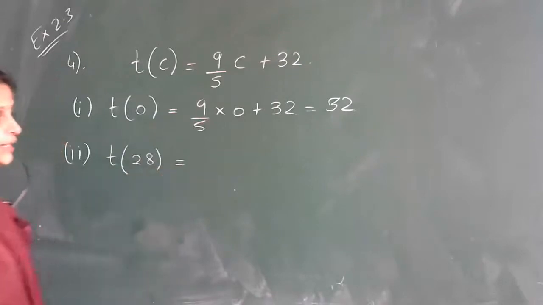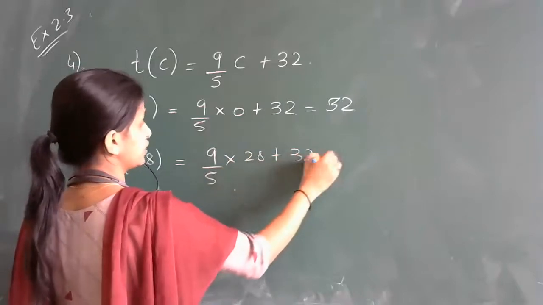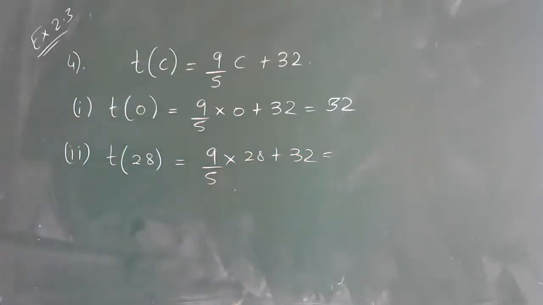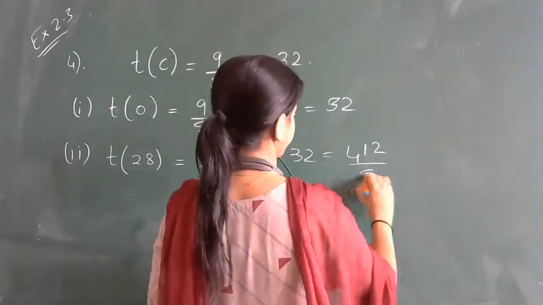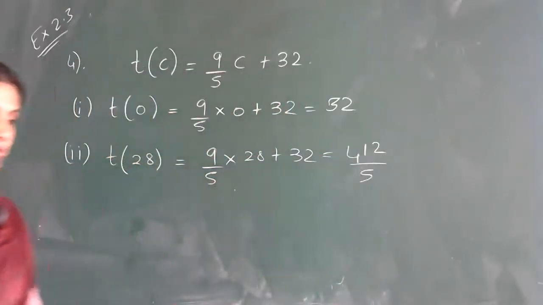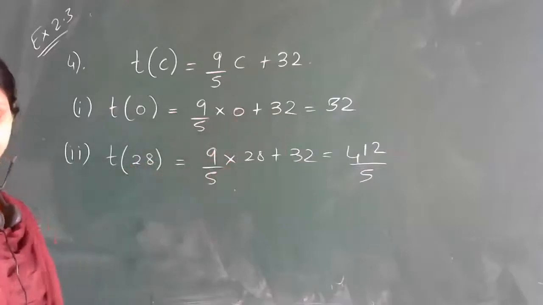Second one, we have to find T of 28. What is T of 28? Very good. See, 9 by 5 into 28 plus 32. If you simplify this, you will get a fraction, that is 412 by 5. It is simple simplification. You have to do it on your own. You can keep the answer in fraction like this only.